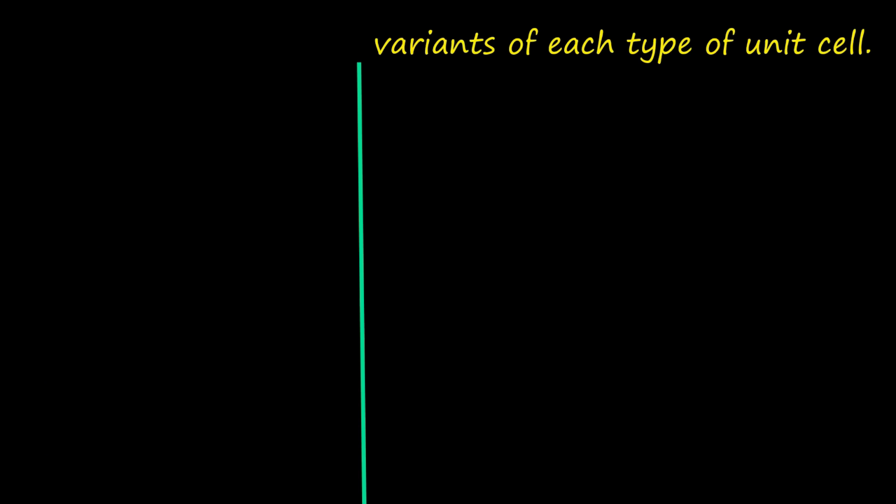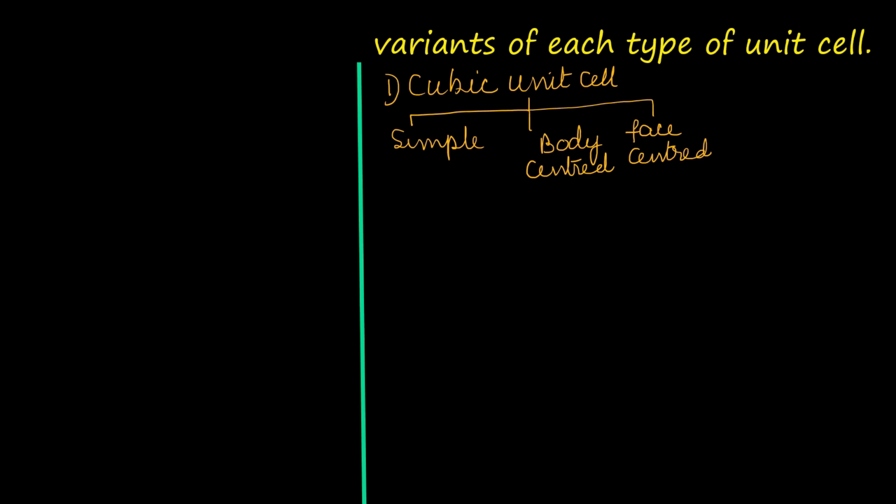Now let us see the variants of each type of unit cell. First we will see the variants of cubic unit cells. There are three types of cubic unit cells. They are simple, body-centered and face-centered. Unit cells can be represented in two different ways, as open structure and as space-filling structure. Let us see the open structure.